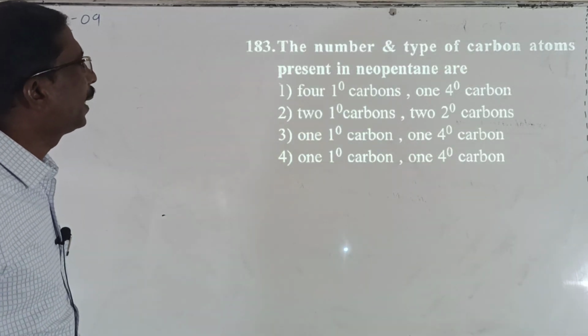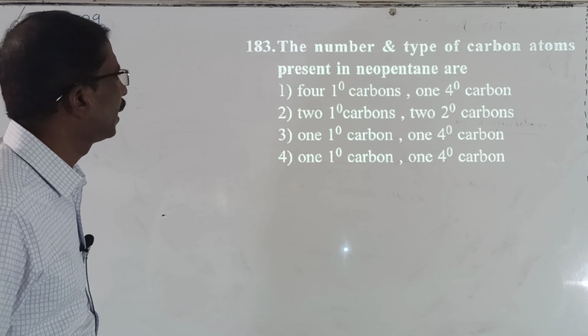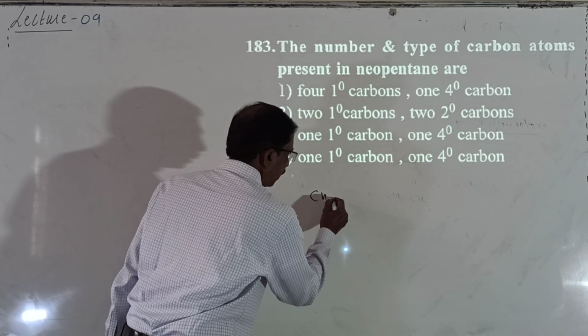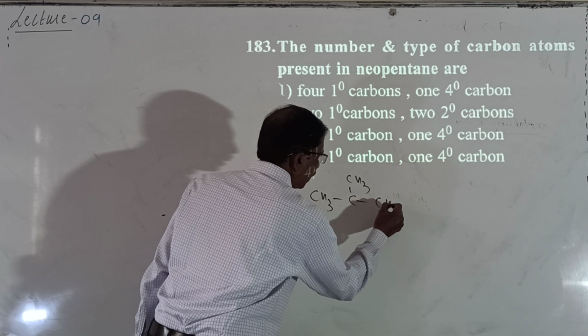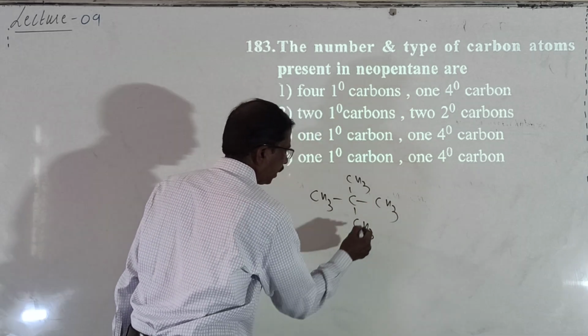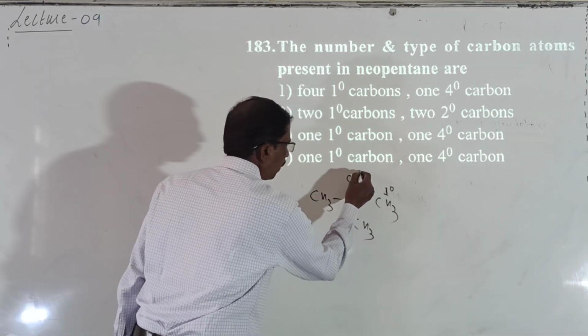Look here. The number and type of carbon atoms present in neopentane are. Neopentane, very simple. CH3 CH3 CH3 CH3.